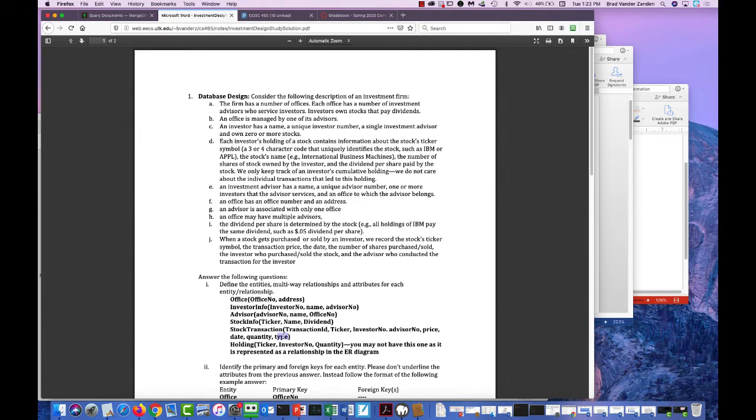Okay, and you might show both relationships in the ER diagram. As I said, if you chose to show both in an ER diagram, I wouldn't take off points for doing so.